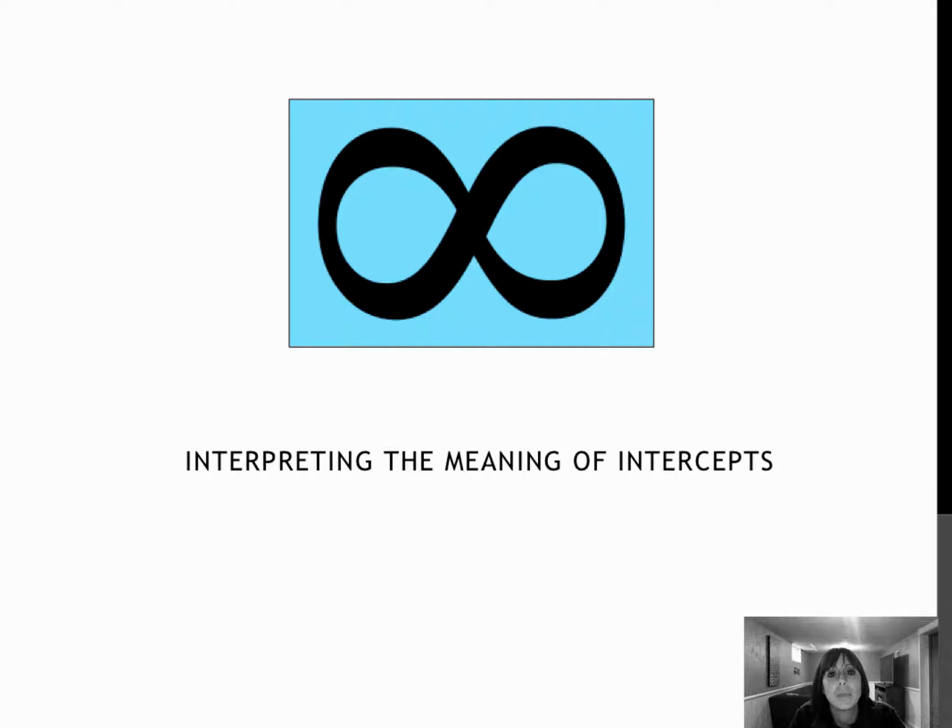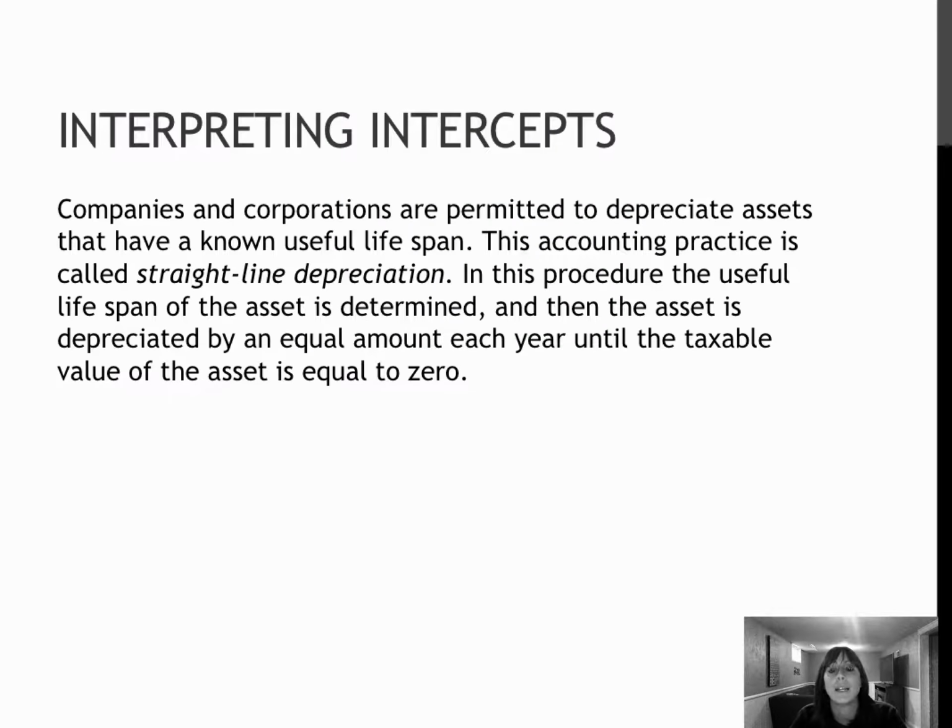I want to talk to you a little bit about interpreting the meaning of intercepts. So we've talked about how to find the intercepts by plugging a 0 in for x and plugging a 0 in for y, and that would find our two intercepts. But I want to know, what does that mean? So often in math, we just plug and chug to find the solution, but we don't really think about what the solution means.